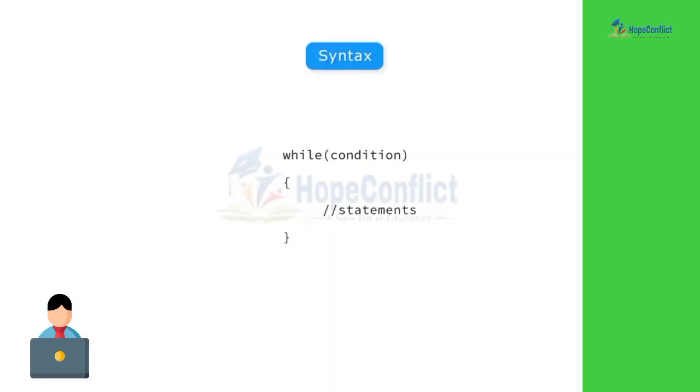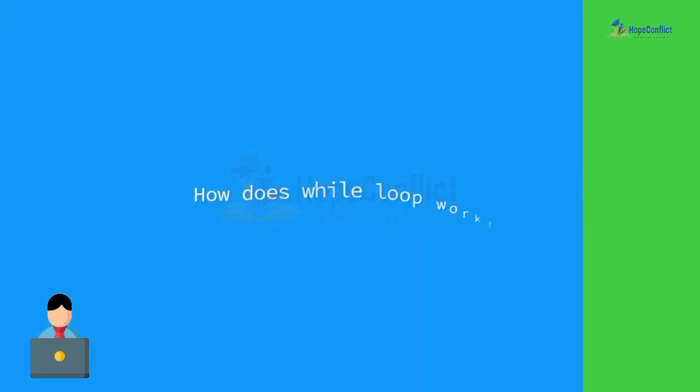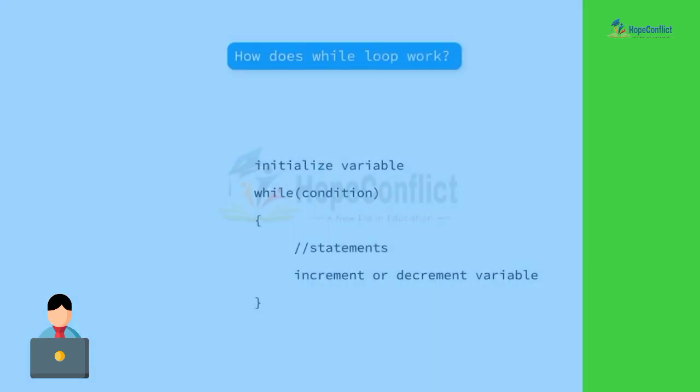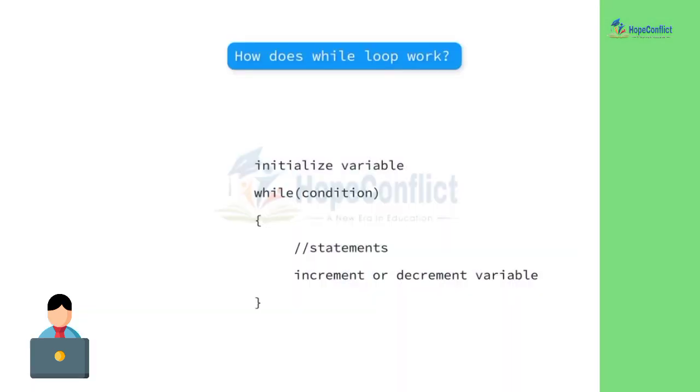Now see the syntax for while loop. While, condition, and in braces write the statements. And now about the working of while loop. The working is very simple. As long as the condition is true, these statements inside while will be executed. And the moment the condition becomes false, the control comes out of while loop.